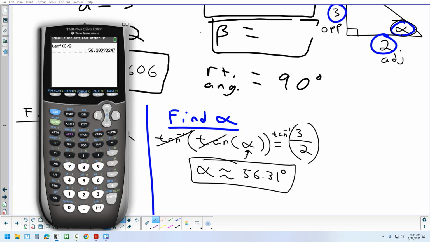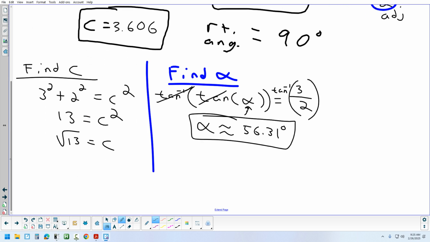Okay, now if I was taking some kind of time test and I had to get done real quick, I only had like 10 seconds left, I would just do 90 minus 56.31, because we know it's complementary. Hope I got the 56.31 right, and then that would be the other answer, 33.69. But let's just keep that number in mind, and let's find beta the same way we found alpha.